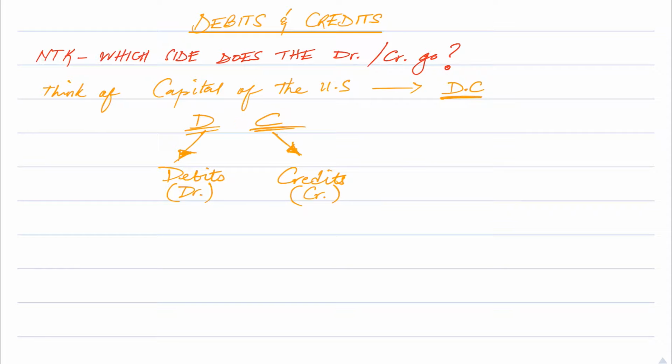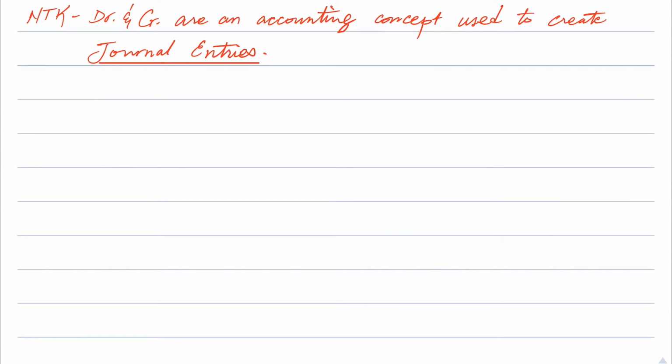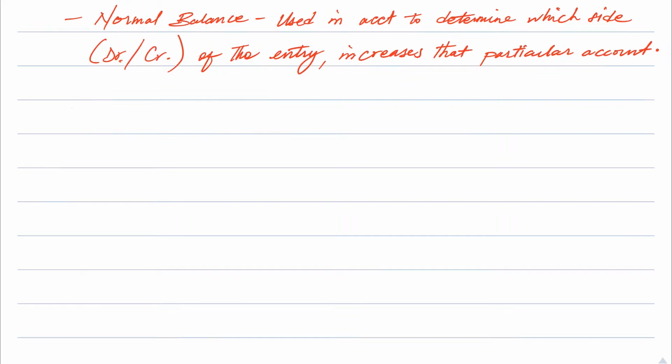Now, it's important to note that, as I mentioned in the previous video, debits and credits are an accounting concept that is used to create journal entries. Now, to better understand debits and credits, you must first be familiar with the term normal balance. Normal balance in accounting simply refers to which side of the debits and credits table increases the account in question. Let's take the cash account for example. A normal balance in the cash account is simply asking to determine which side, is it the debit or credit side, that increases the cash account? The answer here is it's the debit side.